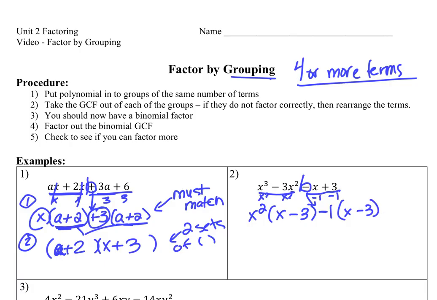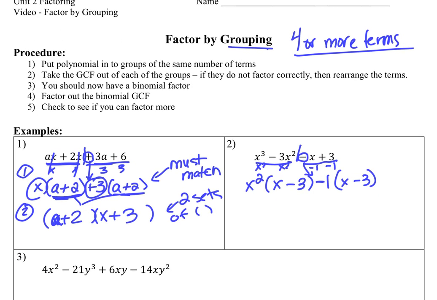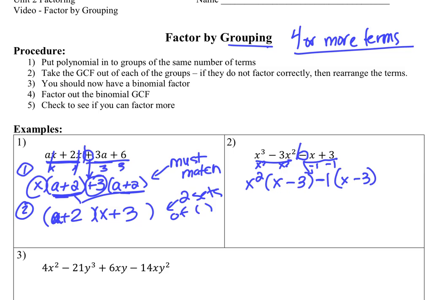Now the second step is exactly the same as the last one. So that was the first step where you group and you take the GCF out of each group. And the second step is your 2 sets of parentheses: x minus 3 going in one, and x squared minus 1 going in the other.